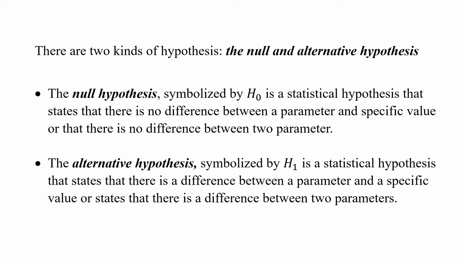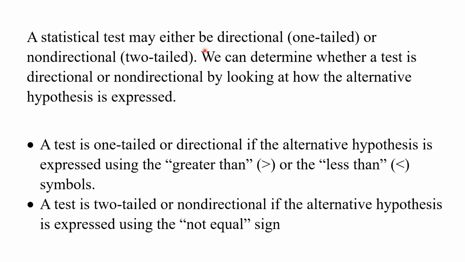Okay. A statistical test may either be directional or non-directional. So, directional, pwede natin siyang tawagin as one-tailed test. Then, non-directional, pwede natin siyang tawagin as two-tailed test. We can determine whether a test is directional or non-directional by looking at how the alternative hypothesis is expressed. So, titingnan lang natin dun sa alternative hypothesis para ma-determine natin kung anong test yung gagamitin. Kung one-tailed test or two-tailed test.